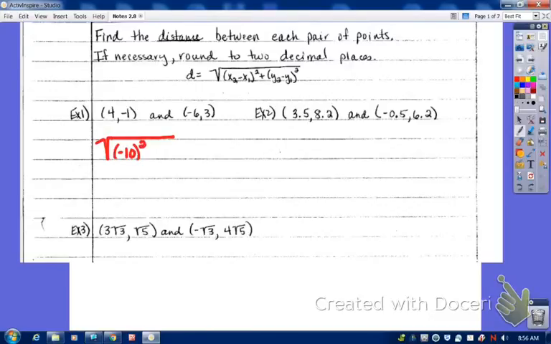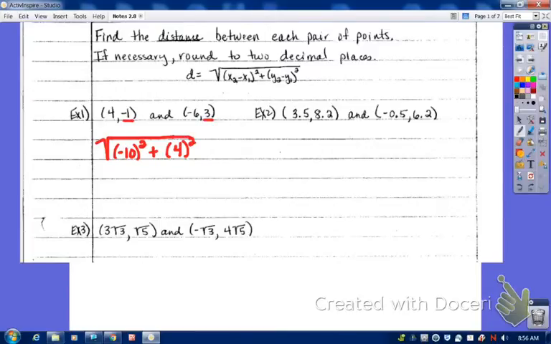And then according to the formula, you have to square that number. Plus your second y. Your second y is going to be 3, minus your first y, which is negative 1. What's 3 minus negative 1? 3 minus a negative 1 is 4. Okay, and then you're going to square that.